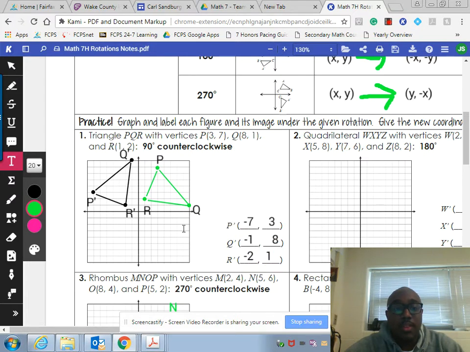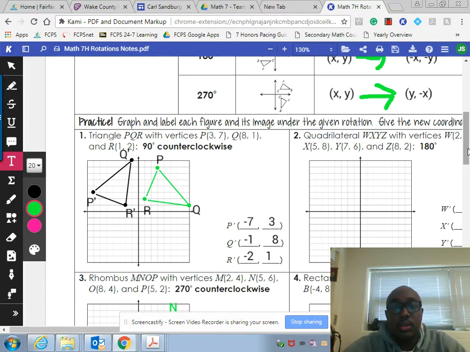And when we plot those points, as you can see, this particular shape turned 90 degrees counterclockwise. This Q is now up here, the P is now down here, and this R is now down here. Okay, and that's exactly what it looks like.